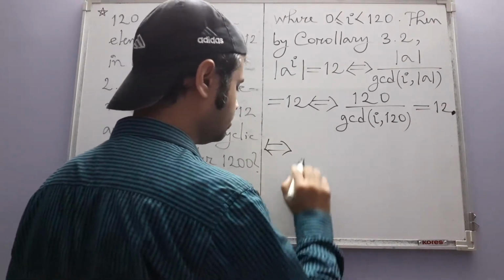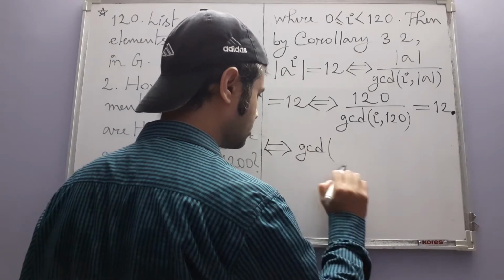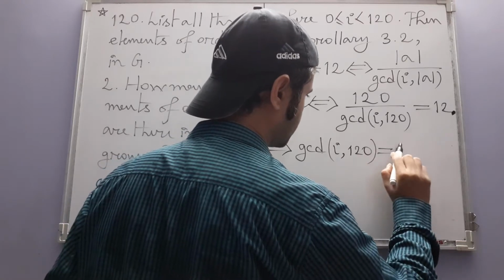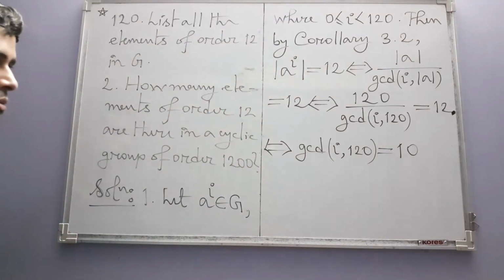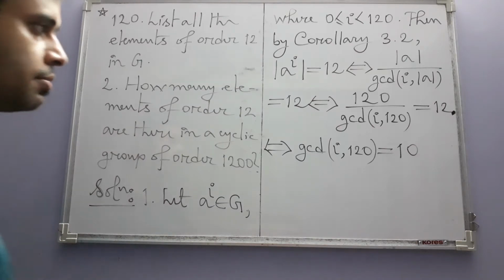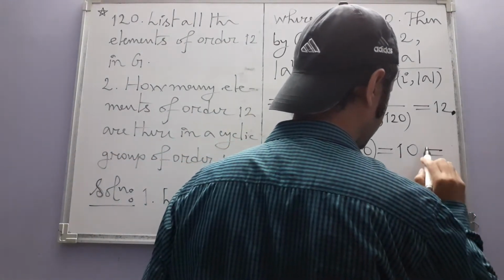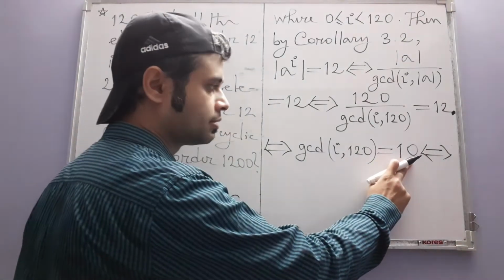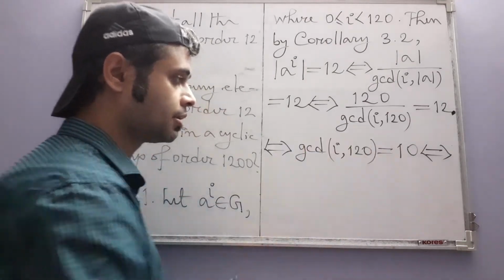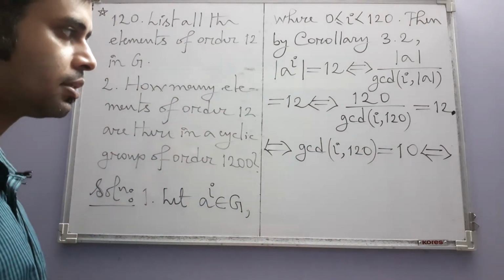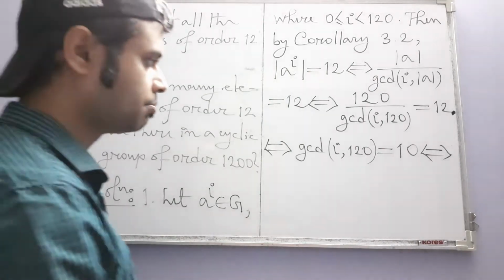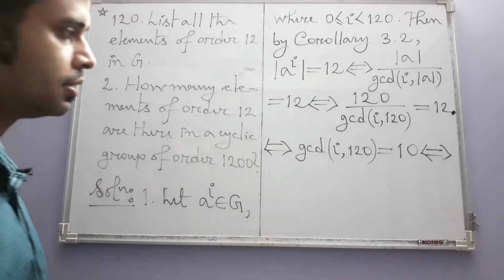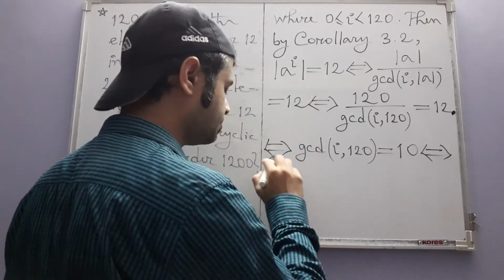If and only if the greatest common divisor of i and 120 is equal to 10. If and only if we go further, so see, the GCD has to be equal to 10. So the GCD by definition is an integer which divides both i as well as 120. It is already dividing 120, but it should also divide i.